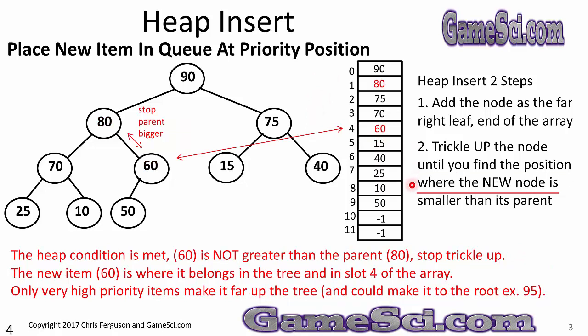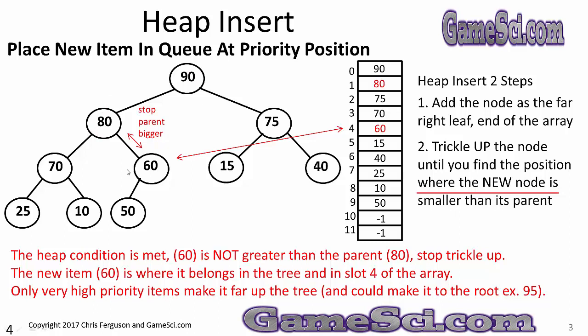Completing the trickle up of the node until you find the position where the new node is smaller than its parent. We're going to stop. The parent is bigger. The heap condition is met. 60 is not greater than its parent 80. Stop the trickle up. The new item 60 is where it belongs in the tree and in slot 4 of the array. Only a very high priority item makes it far up the tree. For example, if we were inserting 95, it could make its way to the top.